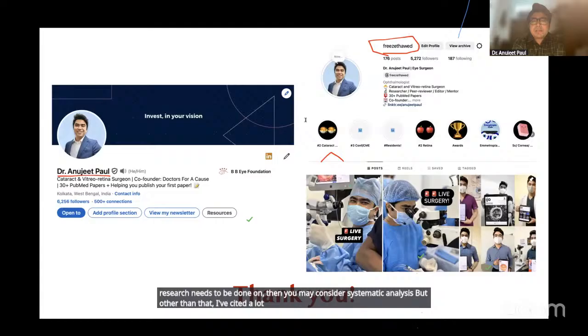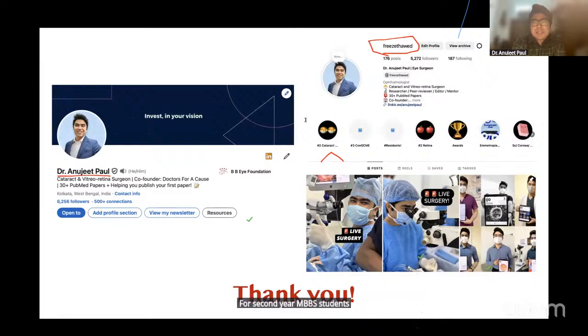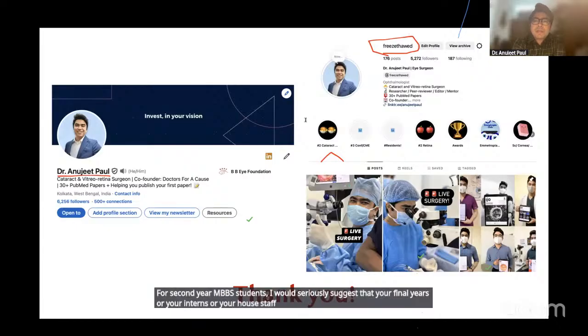The easiest way is to get case reports or cross-sectional studies. For second year MBBS students, I would seriously suggest that your final years, interns, or house staff, they're usually overworked, but they see more cases. If you know someone, you can approach them and offer your help.